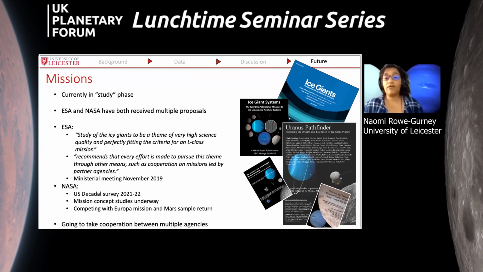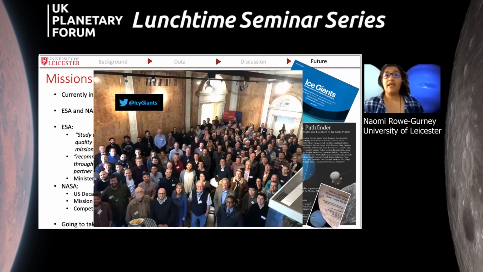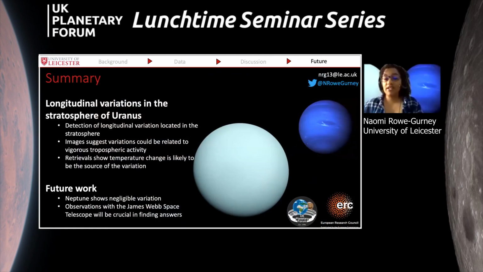Another thing to be excited about for the future is missions to the ice giants. It's currently in the study phase, but there have been a lot of proposals and meetings and discussion, and it's definitely going to happen in the future, hopefully sooner rather than later. So 150 scientists from across the world met at the Royal Society in January just of this year for the Ice Giants 2020 meeting. So you can actually follow the progress of the Ice Giant exploration on Twitter at Icy Giants. You can also follow it on my Twitter.